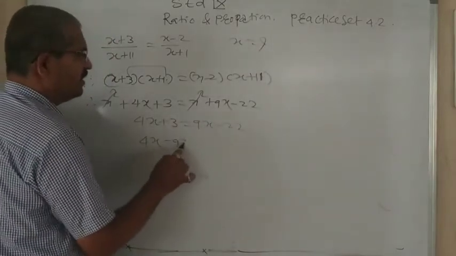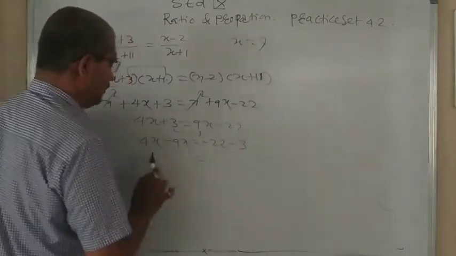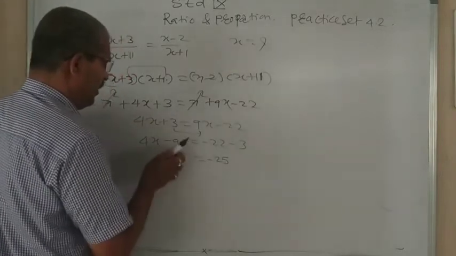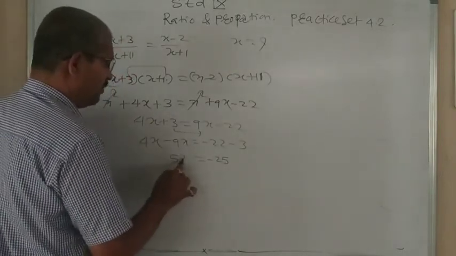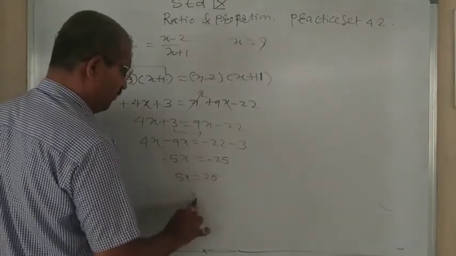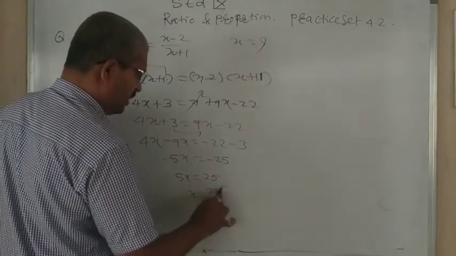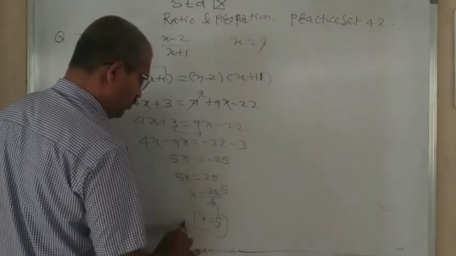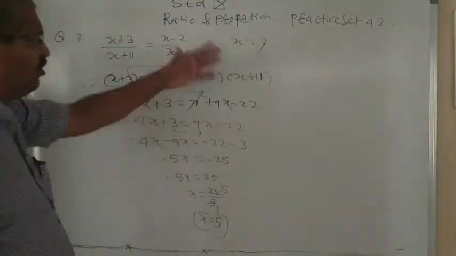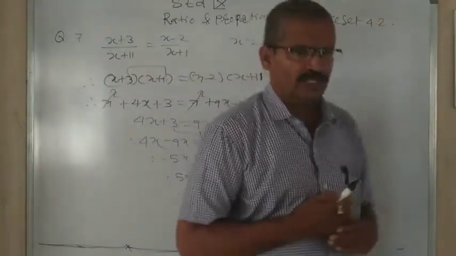It will come here as minus 9x, and minus 22 goes there and becomes minus 22 minus 3, which means minus 25. 4x minus 9x means minus 5x. Therefore 5x is equal to 25. Thus x is equal to 25 divided by 5, which is 5, as 5 fives are 25. x is equal to 5. Understand? Thus the value of x is equal to 5. By this way this exercise 4.2 is completed.